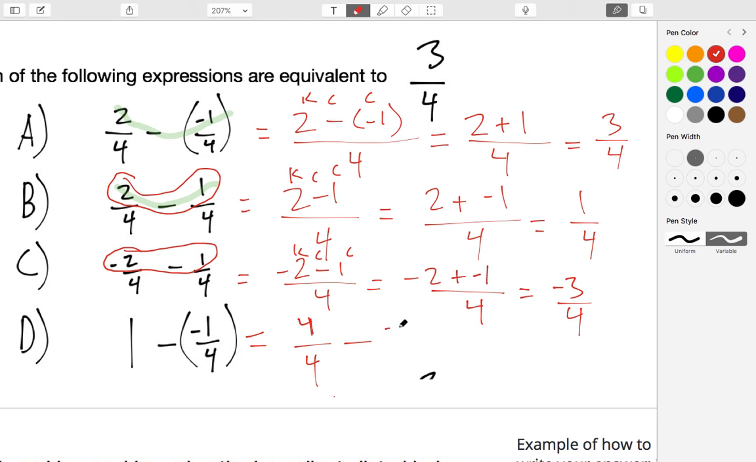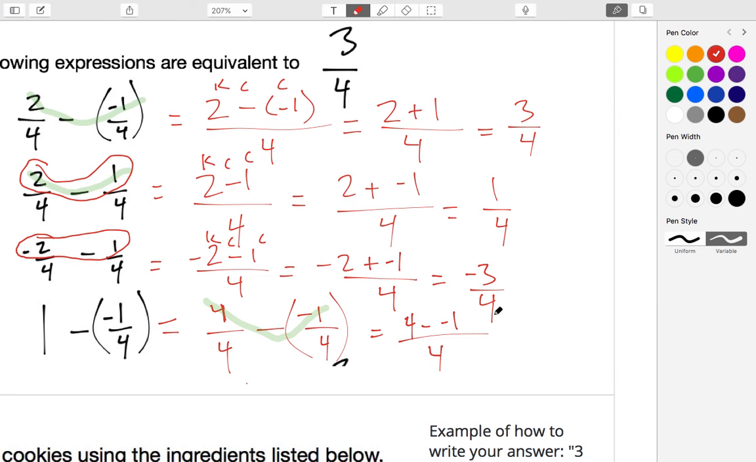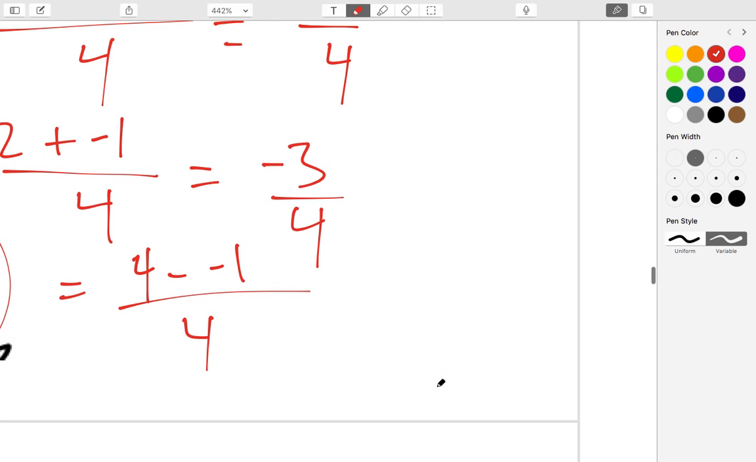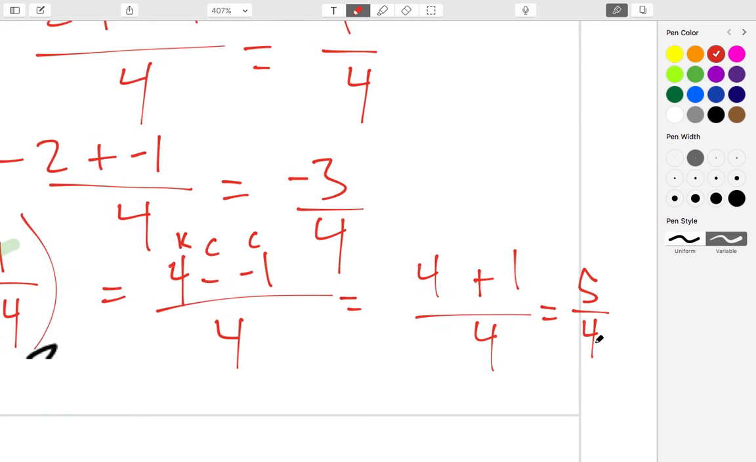Now, rewrite the rest. You should be able to just work it out. So let's highlight this part. 4 minus negative 1. You're copying this down as we go. It's subtraction. Connor, what should we do if it's subtraction? Keep, change, change. Very good. So this becomes 4 plus 1 all over 4. What's 4 plus 1 over 4? 5 over 4.